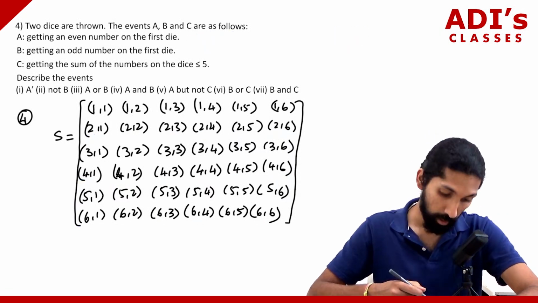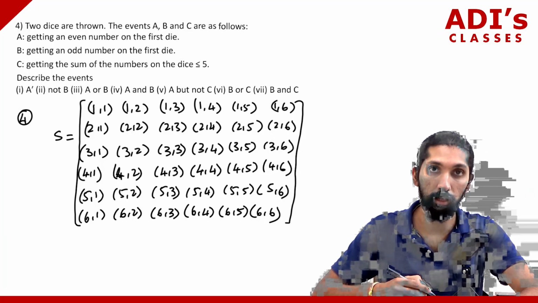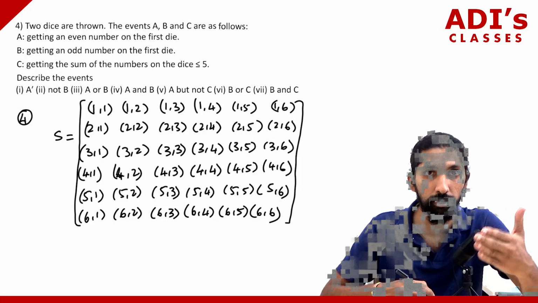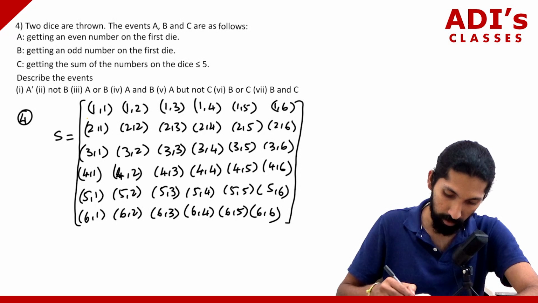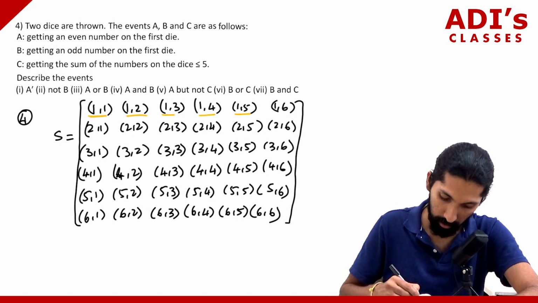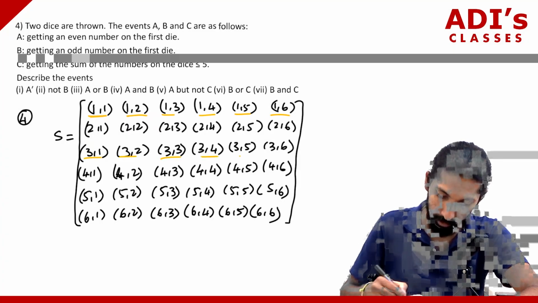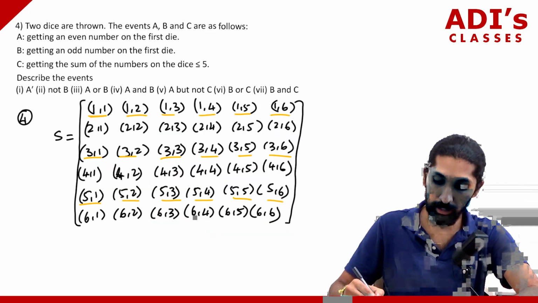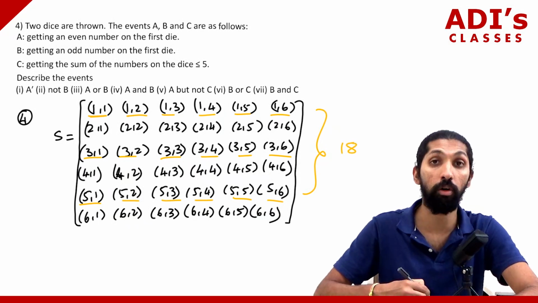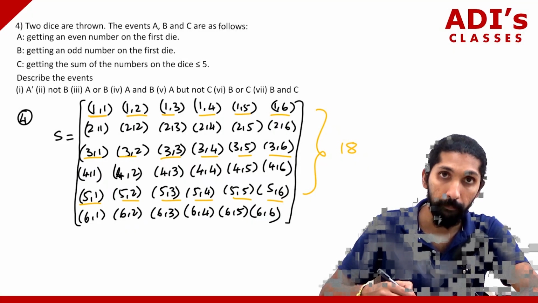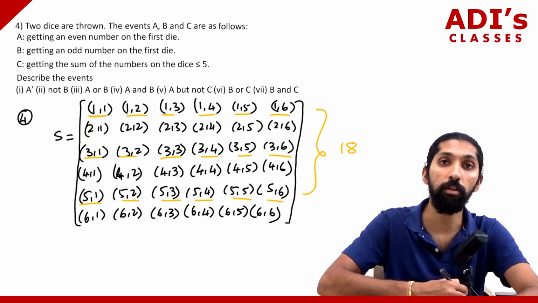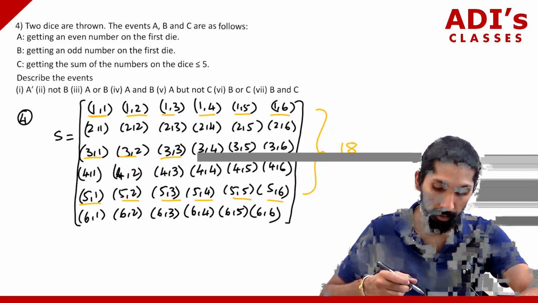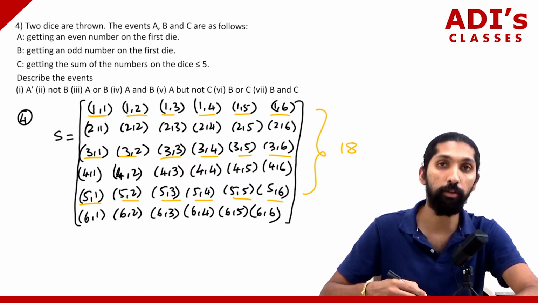Now we'll do for B. See, what is B? Getting an odd number on the first die. Guys, don't you think it's the same? As in, instead of 2, 4, 6, we have 1, 3, 5 now. Isn't it? Again it's going to be 6 here. So totally there are 18 values, or you can say 18 elements, which is going to be the answer for B. Correct?